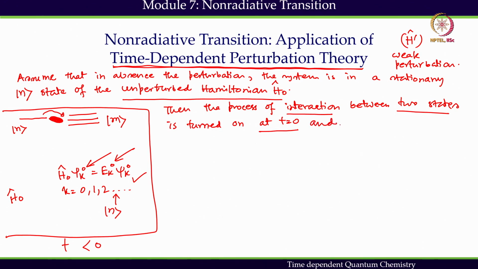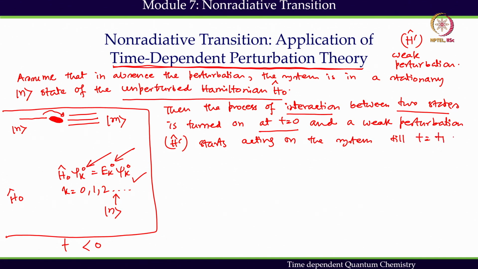And a weak perturbation, which is represented by this, starts acting on the system until t equals t1. So within this interval 0 to t1, this interaction process will be acting, and during this time the system is time evolving as a function of time, because they are coupled now.